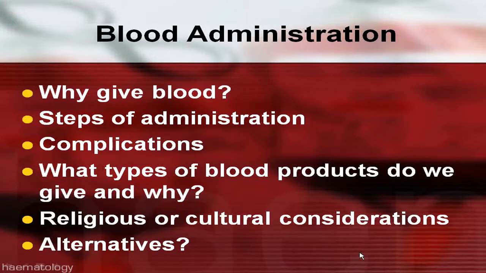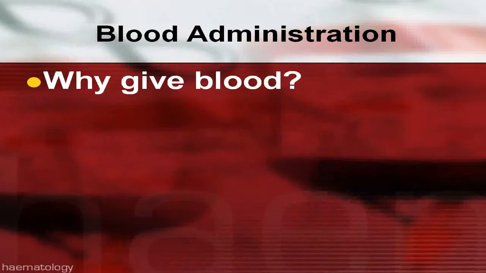Now, these are different from your notes. This is the talking portion, okay? Why do we give blood? What's the purpose of it? To replace lost blood. Why would you need to replace lost blood? Surgery, anemias, some sort of hypotension.